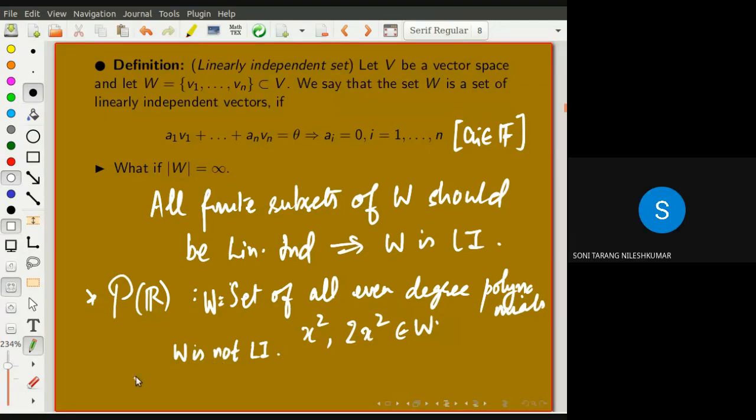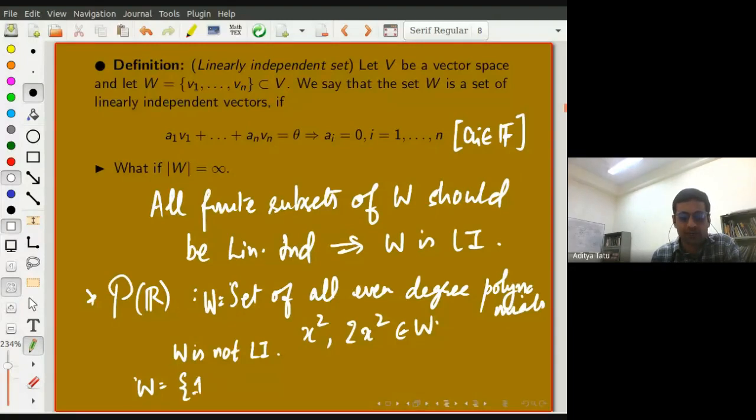Sir, can we say that the subset x^i such that i belongs to Z? What is x^i? x raised to i. Okay, so basically you are saying this. Yes, sir. Good question. Is this linearly independent?